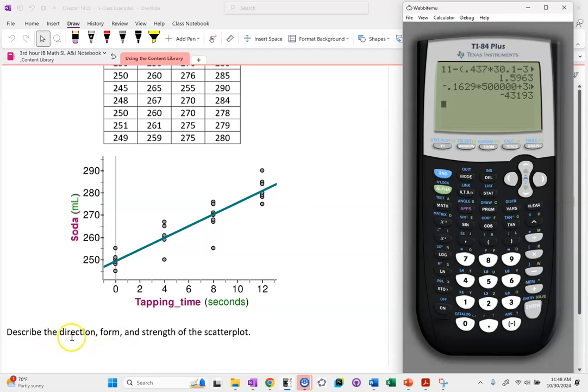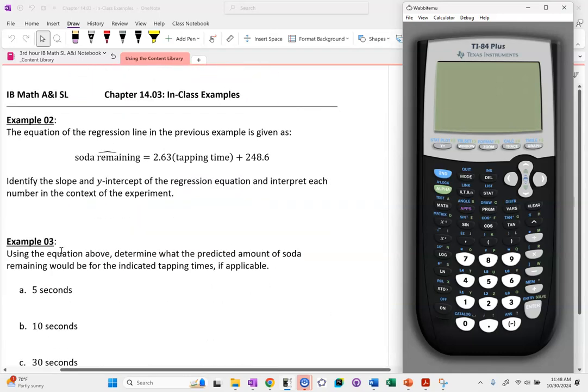Can somebody describe the direction, form, and strength for this scatter plot? Positive is the direction. Seems linear to me. Fairly strong seems correct. Everybody feel okay looking at that? Reaching the same conclusion? Pretty easy. All we're doing is really using our eyeballs, right?